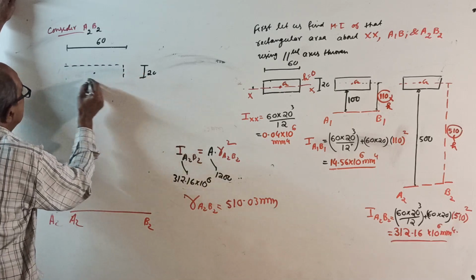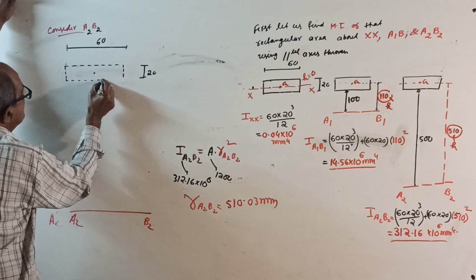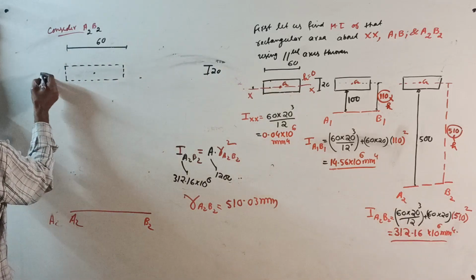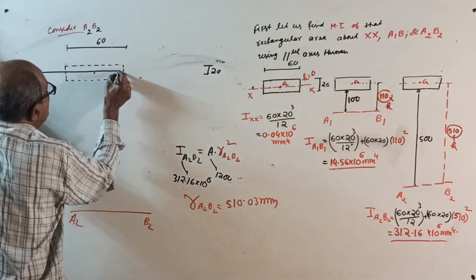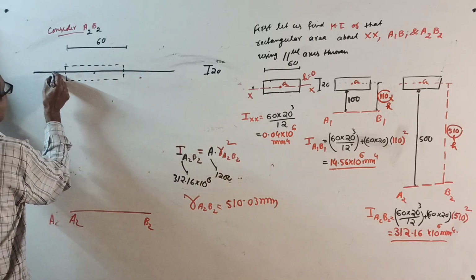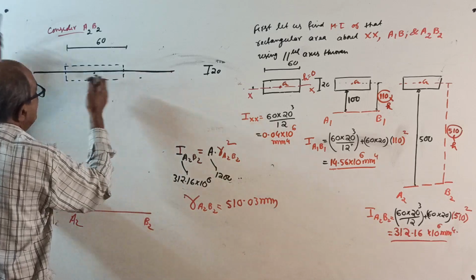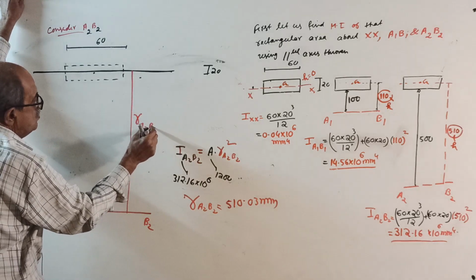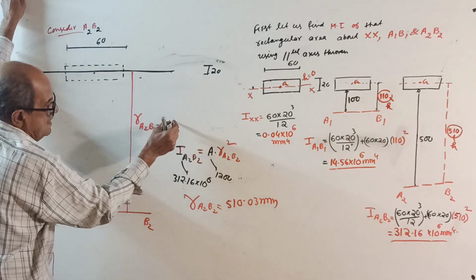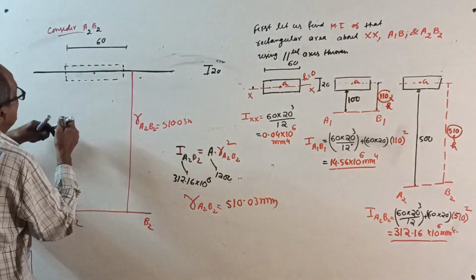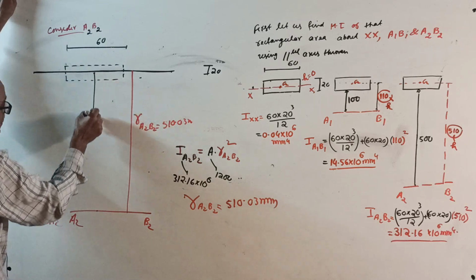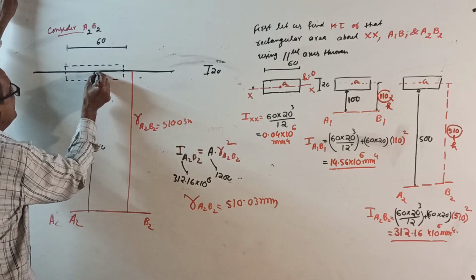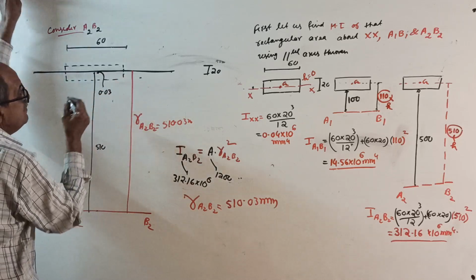It's the original area. This can be squeezed this way. This entire area can be squeezed as a line area, at a radius R about A2, B2 equal to 510.03 millimeter, whereas from A2, B2 to the centroid it is 510. So this shift is only 0.03 millimeter.